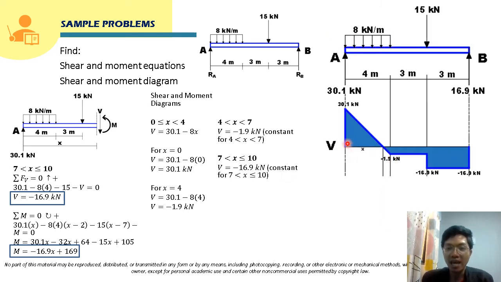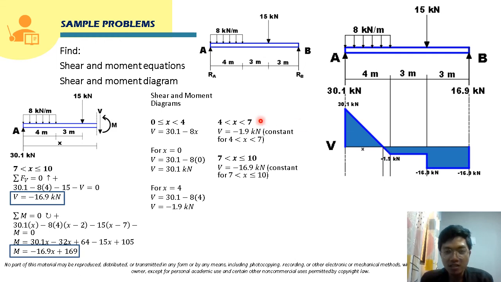At x equal to 0, class, the shear here is 30.1. That is positive, so it will be above the x-axis. So this will be 30.1. For the next point, that is x equal to 4, so that will be at this point. The shear here is negative 1.9. That's why this is plotted below the x-axis. So we already have 30.1, and then for x equal to 4, this is negative 1.9.